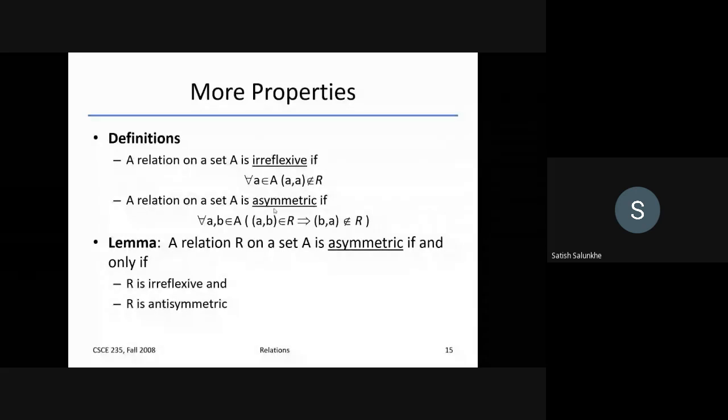And third is what? Asymmetric. For all (a, b) belongs to R, (b, a) is not there at all in your R, then the relation is asymmetric. Reflexive: for all a belongs to set, (a, a) belongs to R. Antisymmetric.